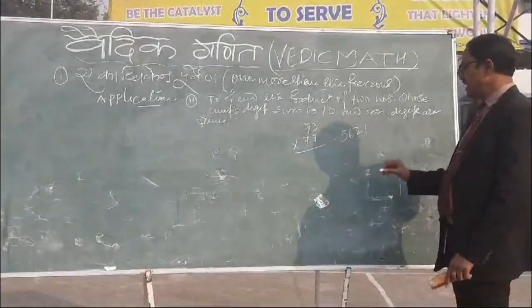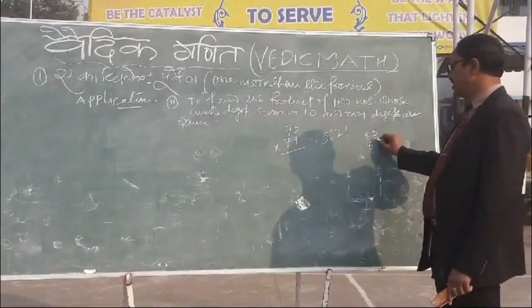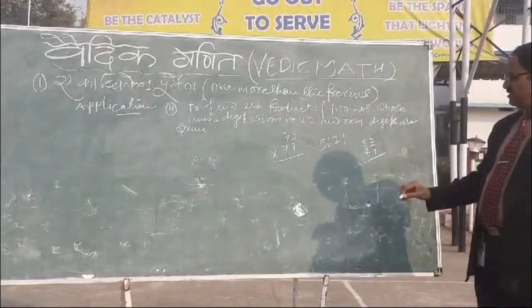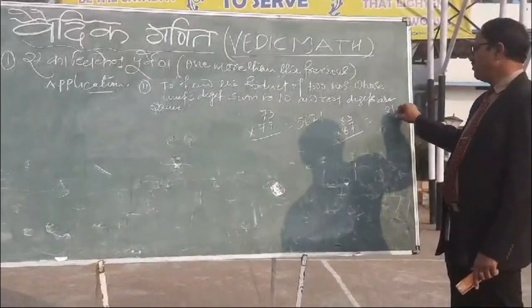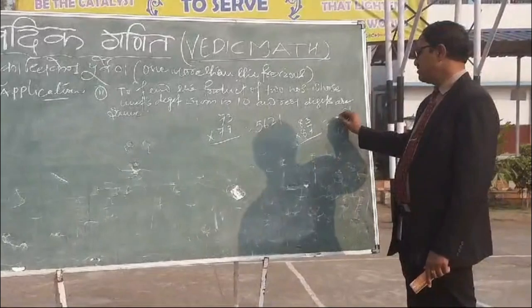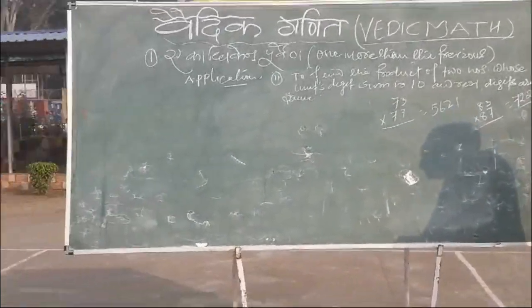Let's see some more examples. Suppose you are to multiply 83 and 87. 7 times 3 is 21, 8 multiplied by 9, that is 72. So this is 7221.